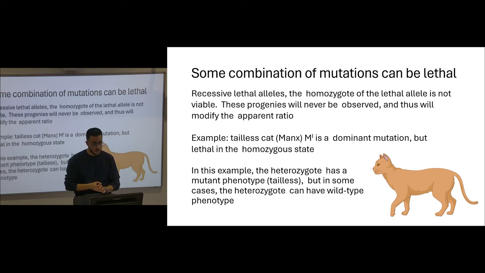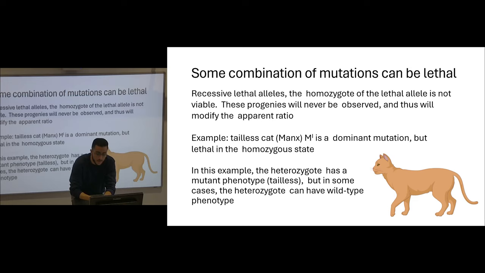An example of that is the tailless cat, or the Manx allele. The tailless cat is a dominant mutation, and it affects the spinal, what do you call it? Colon vertebral, spinal cord, there you go.